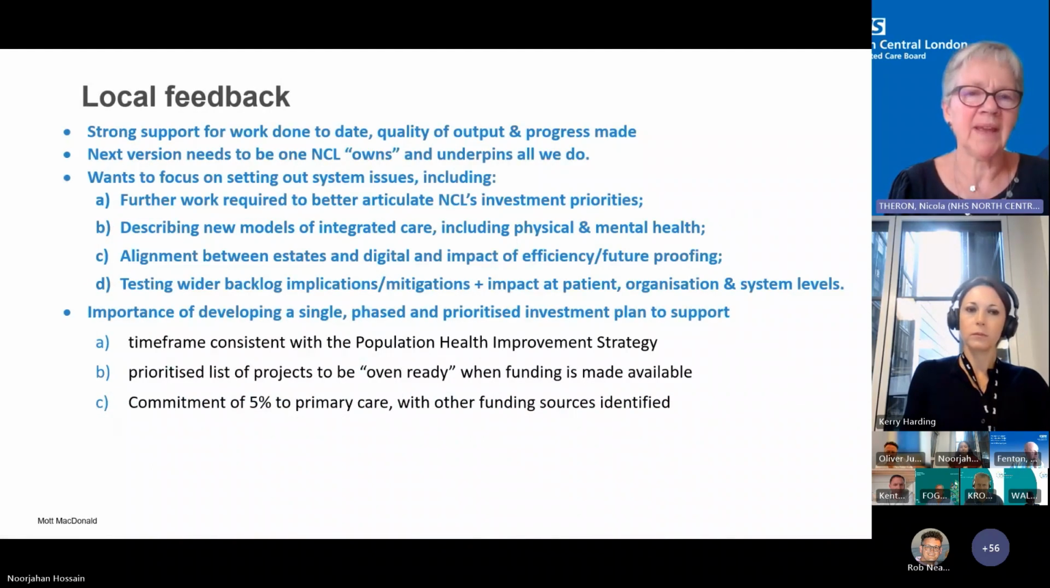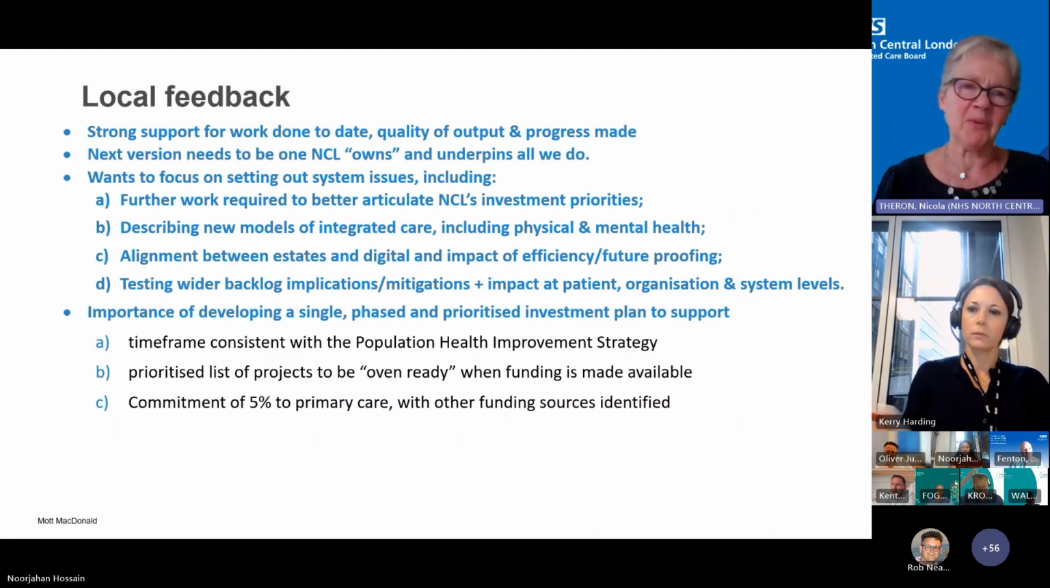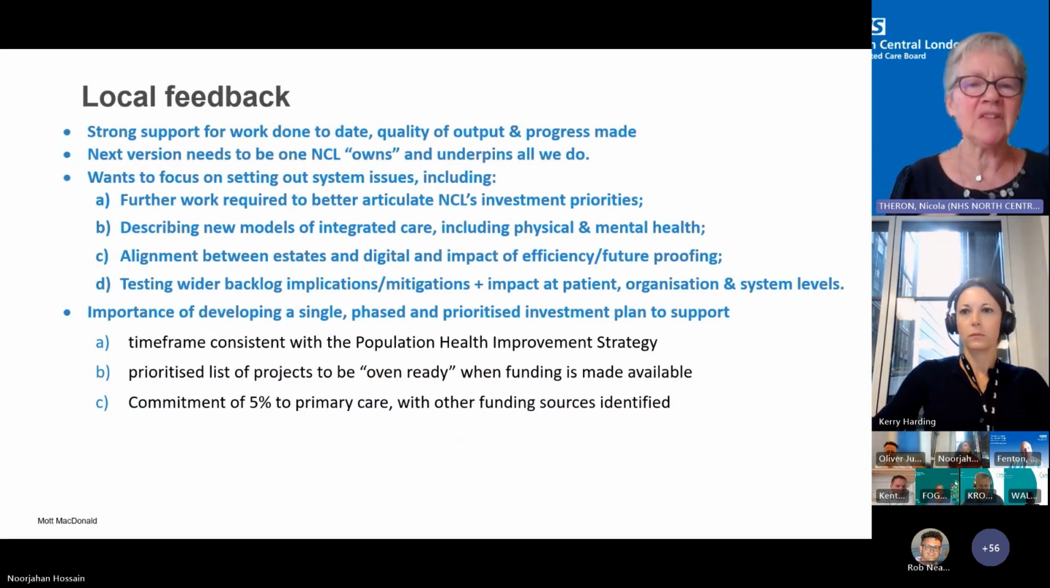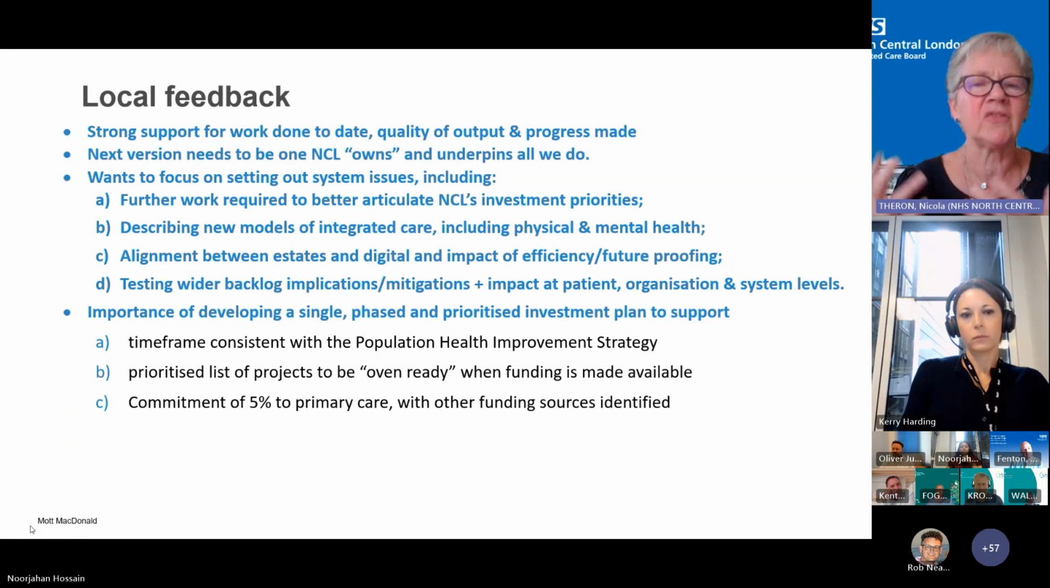The important point here, and I think this is always the balance we have between the national and local system, is that we need to find a way of making this owned by NCL and underpinning all that we do. Therefore, how do we get that reach back to our clinicians, to our clinical strategy, to our population health, and to those priorities? I see a question. That therein lies the issue.